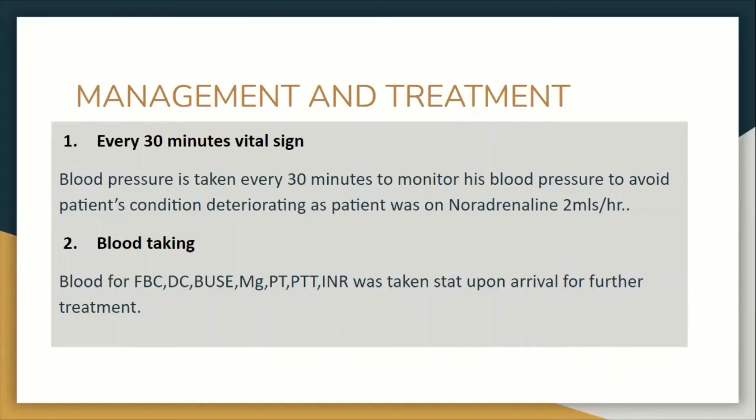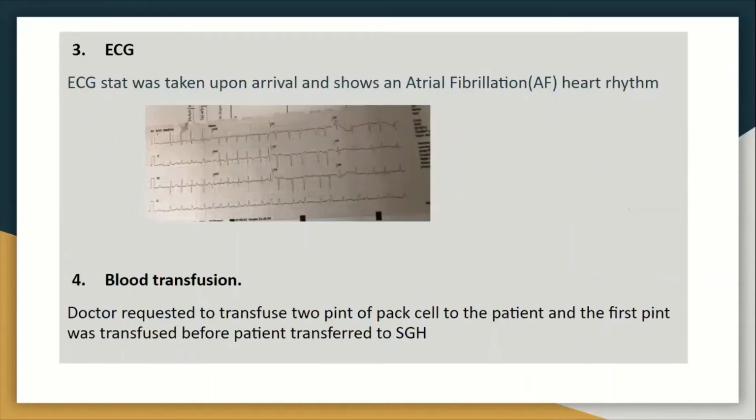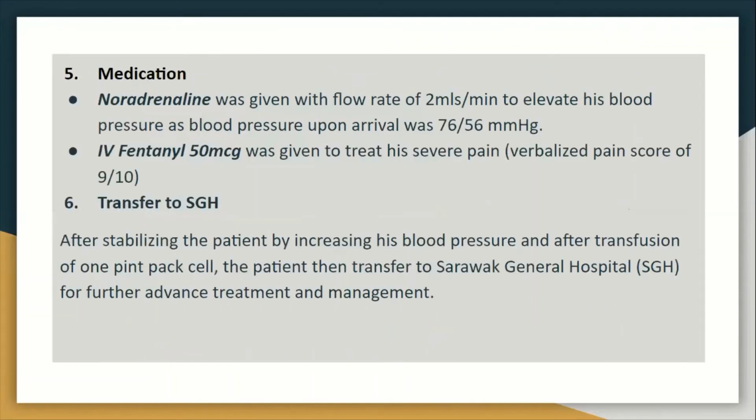Second, blood taking. Blood for FBC, DC, BUSE, magnesium, PT, APTT, INR was taken stat upon arrival for further treatment. ECG was taken stat upon arrival and shows an atrial fibrillation heart rhythm. Fourth, blood transfusion. The doctor requested to transfuse 2 pints of packed cells to the patient and the first pint was transfused before the patient was transferred to SGH.